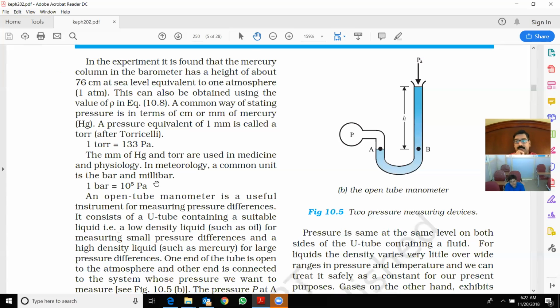PSI, say 30 PSI that you see as the suggested value of tire pressure in your particular vehicle, that indicates 30 pounds per square inch. PSI stands for pounds per square inch, another unit. So pressure has many units, and that leads to confusion.